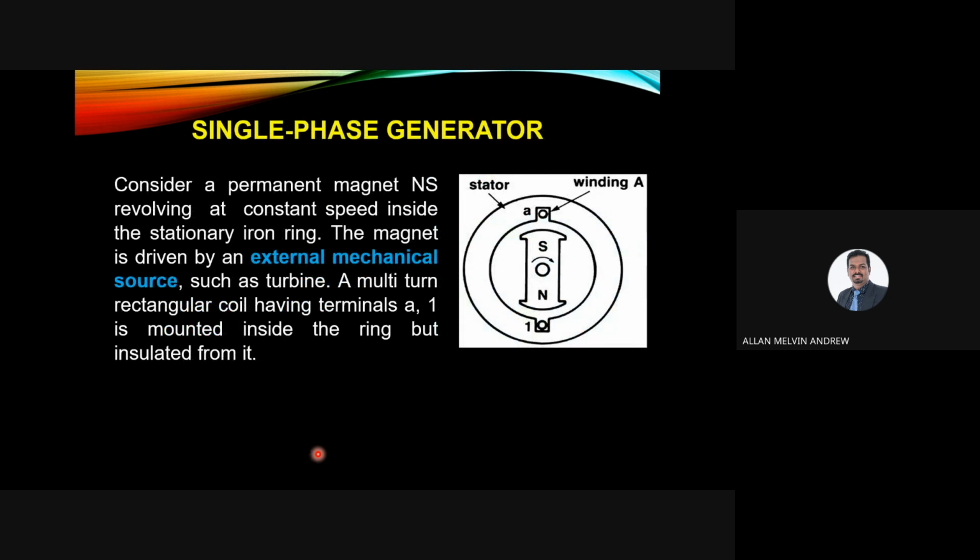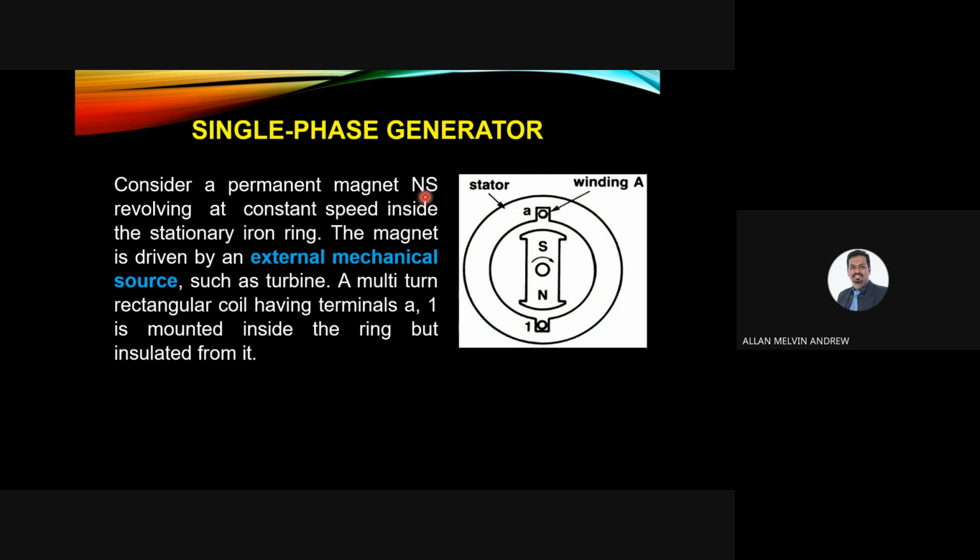Today we will see single phase, double phase, and also triple phase generators. Consider a permanent magnet NS. We know a magnet has two poles, north and south. We will have this in a generator, with a stator and a winding. The winding will have terminals, like here, A and A1. We call it winding A1. If we have more windings, they will be called accordingly.